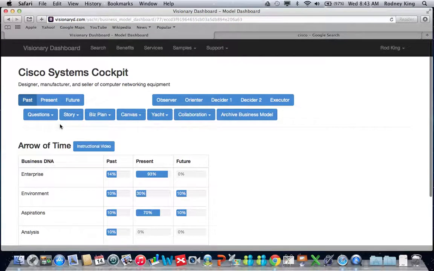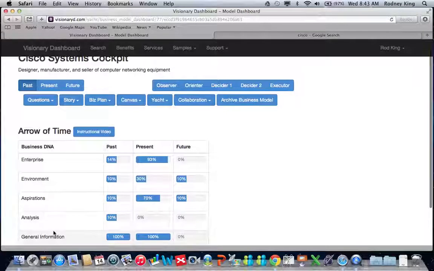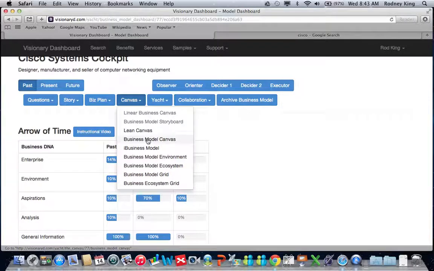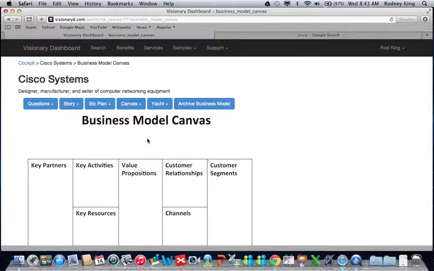In this case, I shall just illustrate how Cisco's business model can be presented at 5 levels: the enterprise level, the environment level, aspirations level, and analysis level. Another level is also general information. Having documented Cisco's business model, it can be presented in the form of the business model canvas.